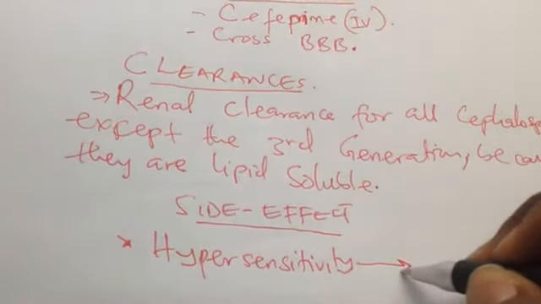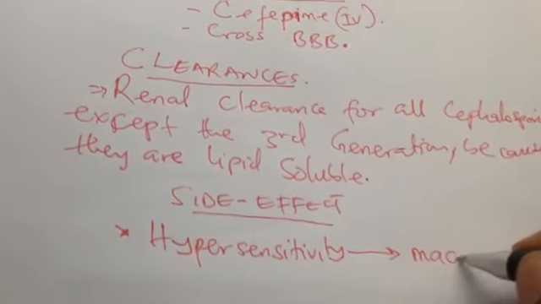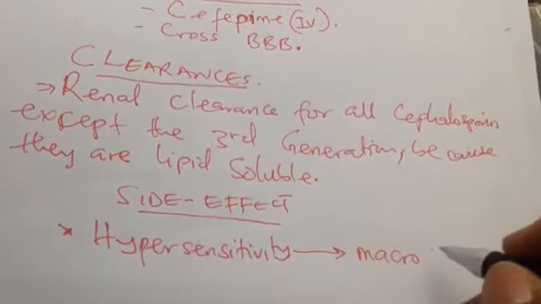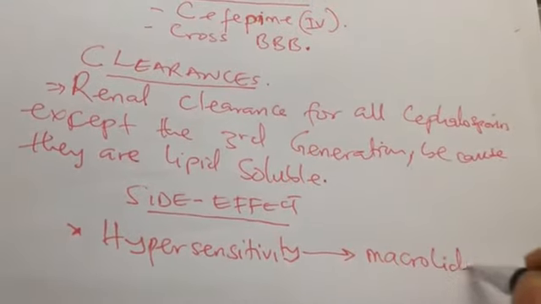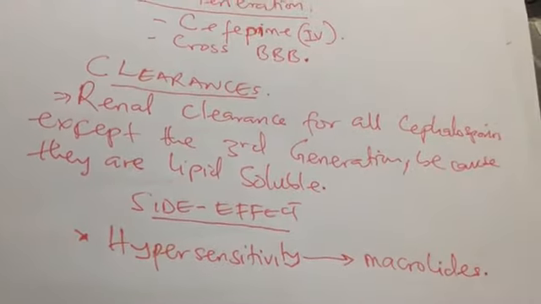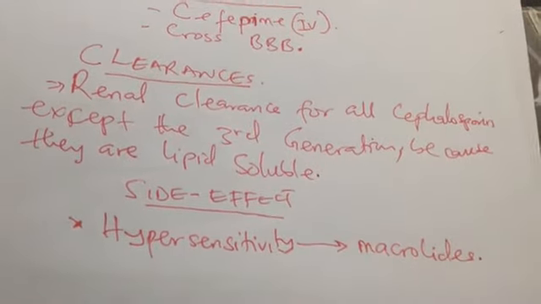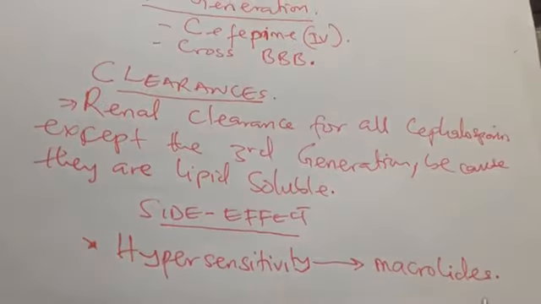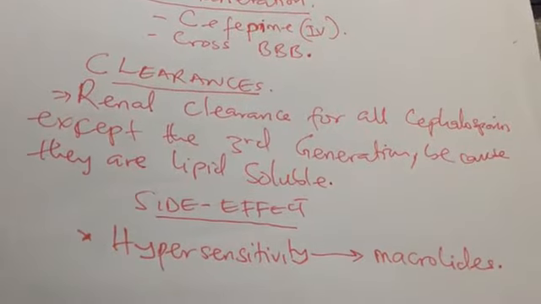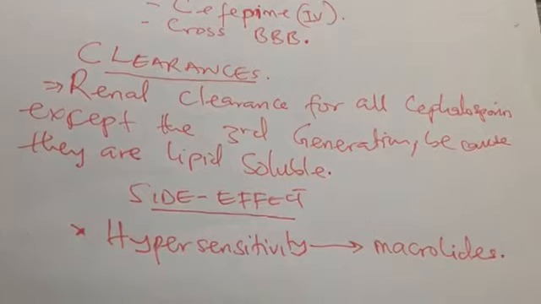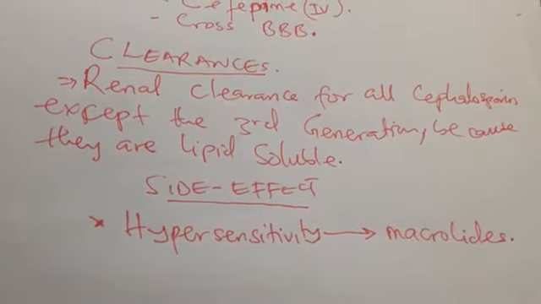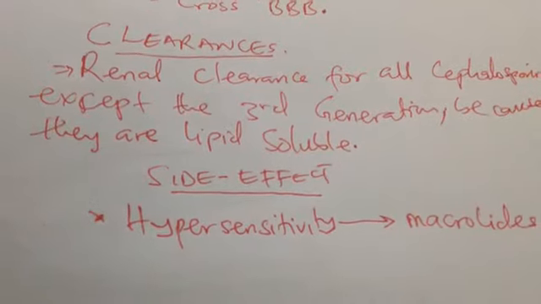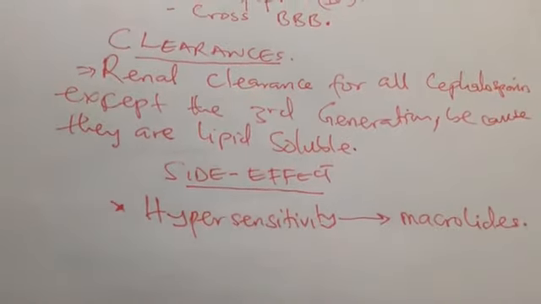Someone who is having a hypersensitivity reaction due to administration of this cephalosporin has to be changed to a drug called macrolide, like clarithromycin, azithromycin. So that kind of drugs are called macrolides. So these macrolides can substitute cephalosporin when the cephalosporin are causing a reaction in the body. So now we can say we have miscellaneous.